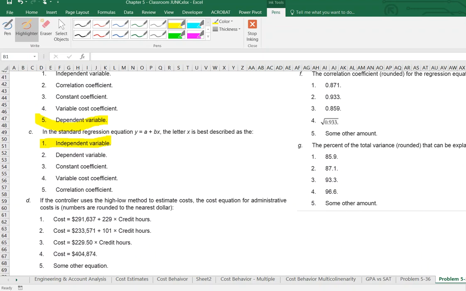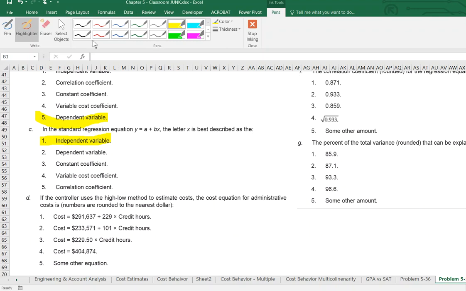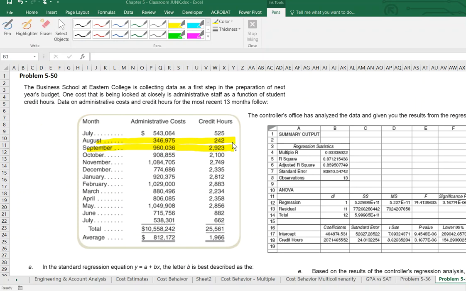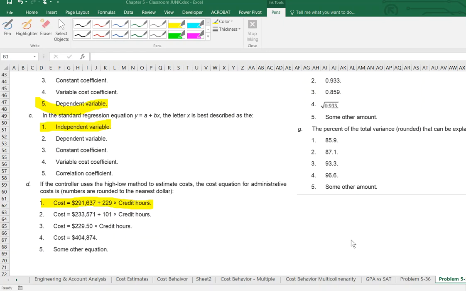If the controller uses the high-low method, we're not going to bother about the high-low method. You can go through our high-low method. But again, you want to use the high and low months in terms of credit hours, our activity, not the high and low in terms of cost, but the high and low in terms of activity. But you should get the equation number 1.